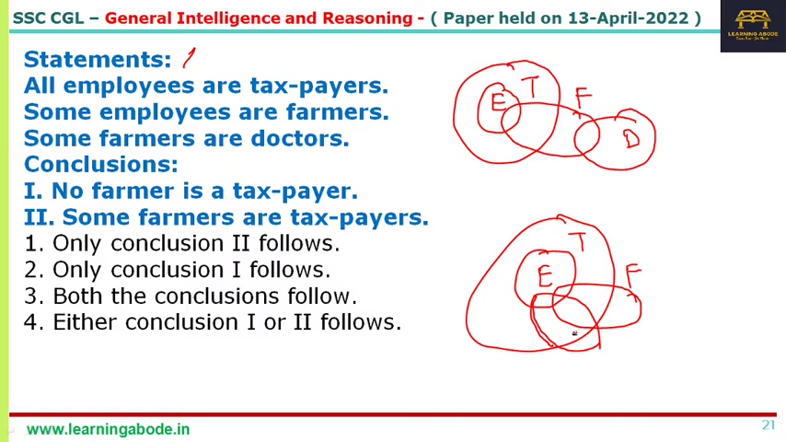Both are possible. That's what I'm saying. Okay, so they need not necessarily overlap on the employees, but yes, it is possible, because let's say some farmers are doctors. So maybe they overlap on the farmer circle, at the same time overlapping on the employee circle. So it is possible.